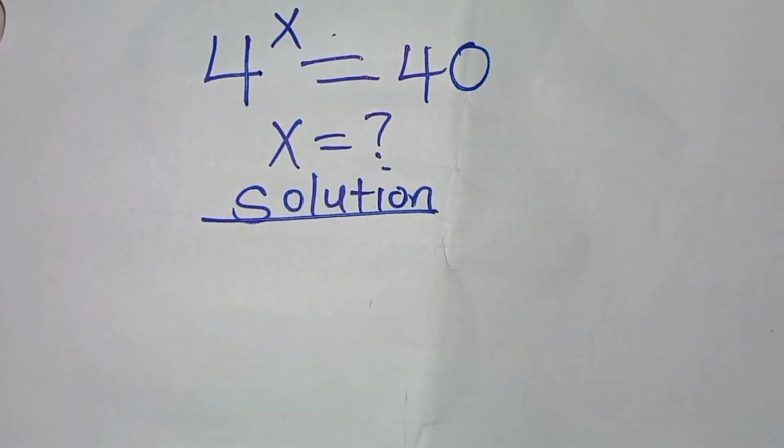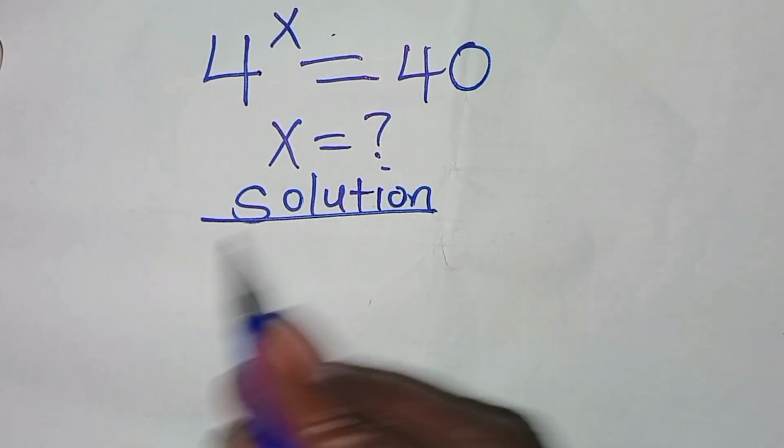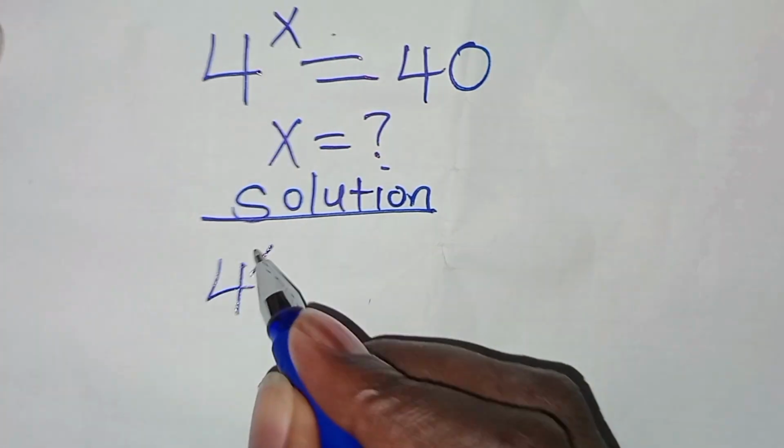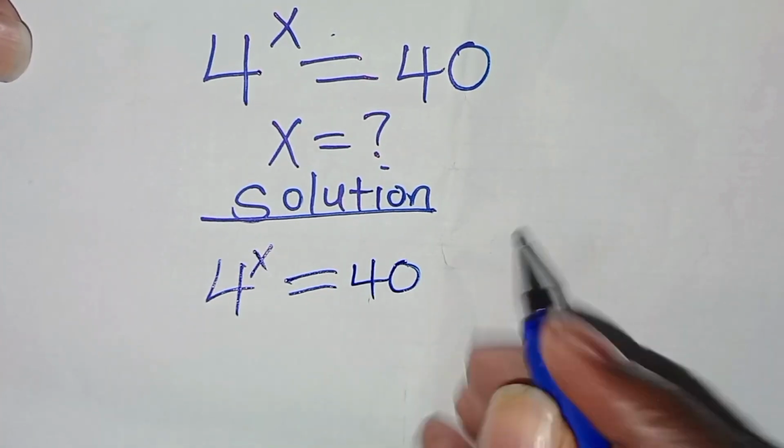4 to power x is equal to 40. So what is the value of x? Now, solution here, we have 4 to power x equal to 40.